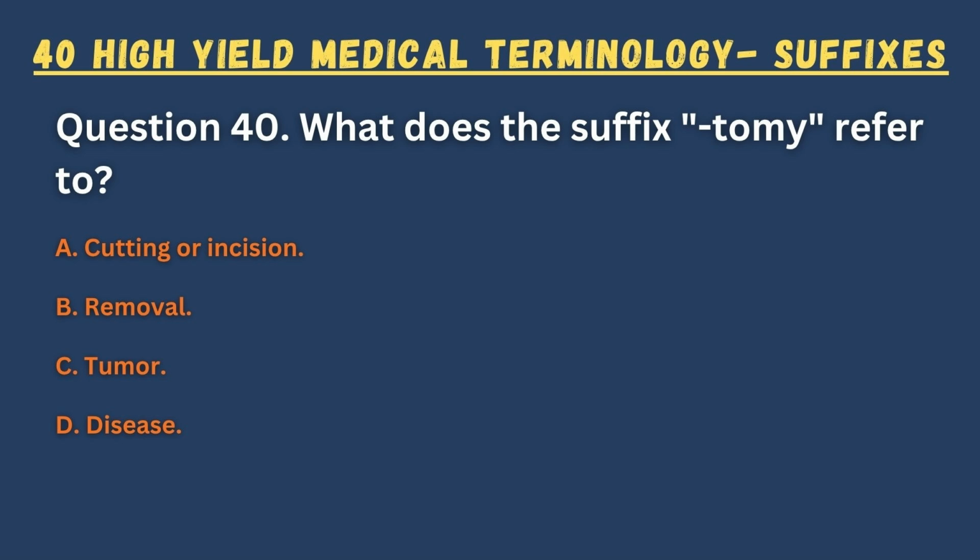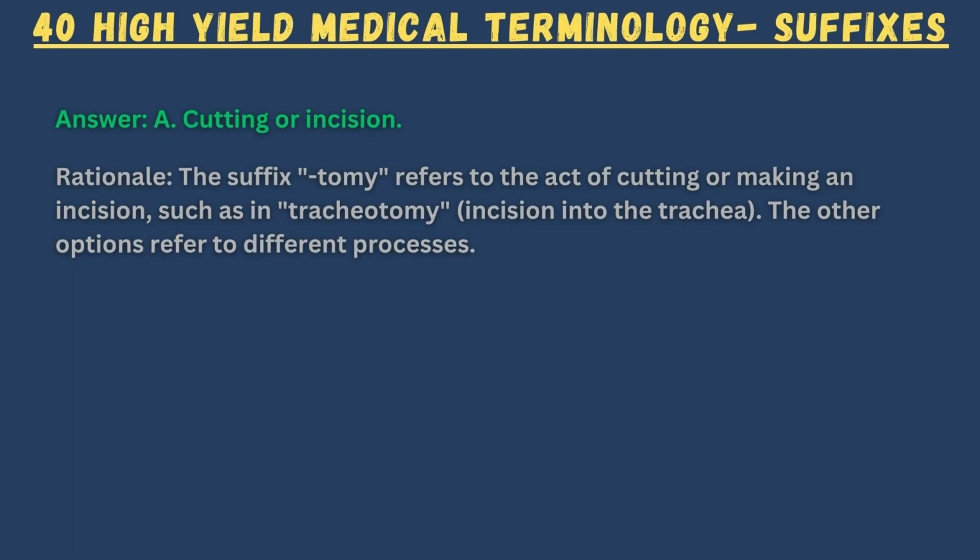Question 40. What does the suffix tomy refer to? A. Cutting or incision. B. Removal. C. Tumor. D. Disease. Answer: A. Cutting or incision. Rationale: the suffix tomy refers to the act of cutting or making an incision, such as in tracheotomy, incision into the trachea. The other options refer to different processes.